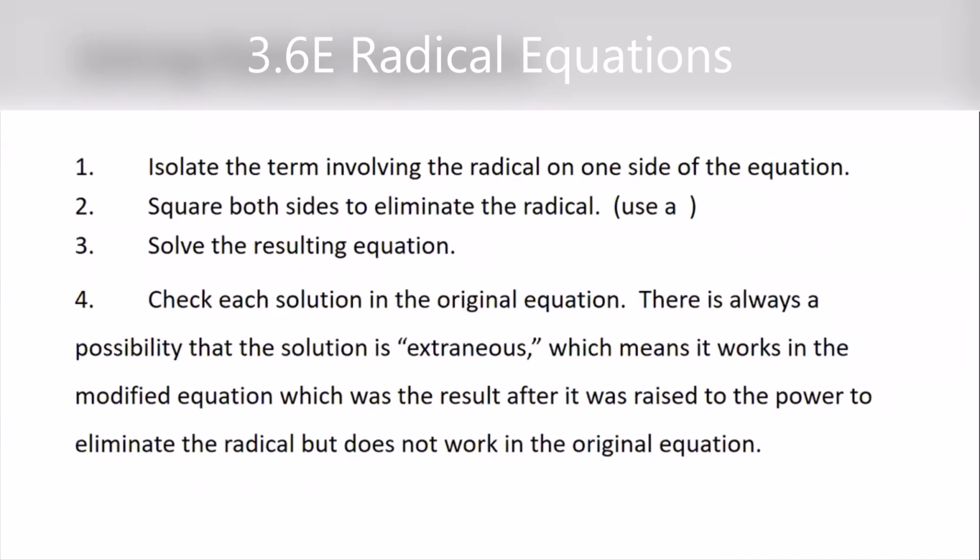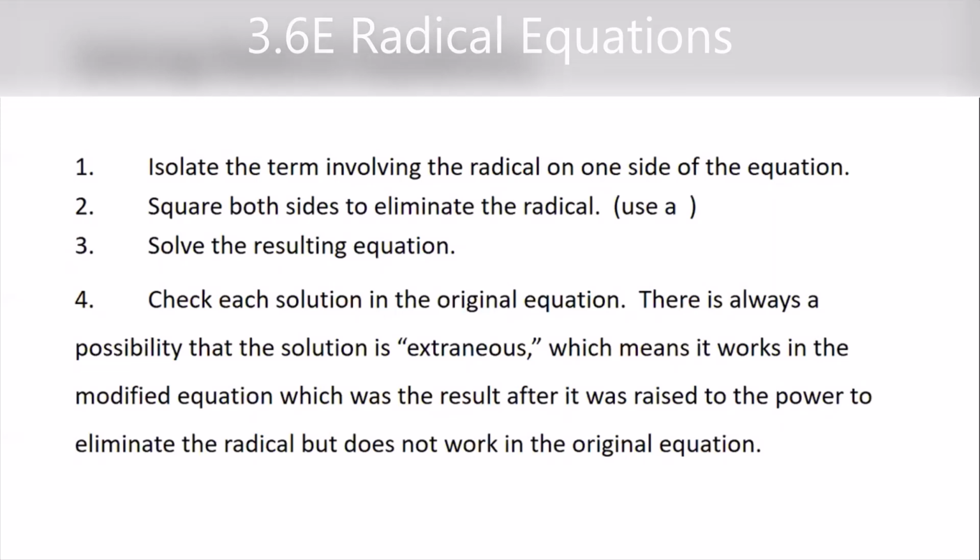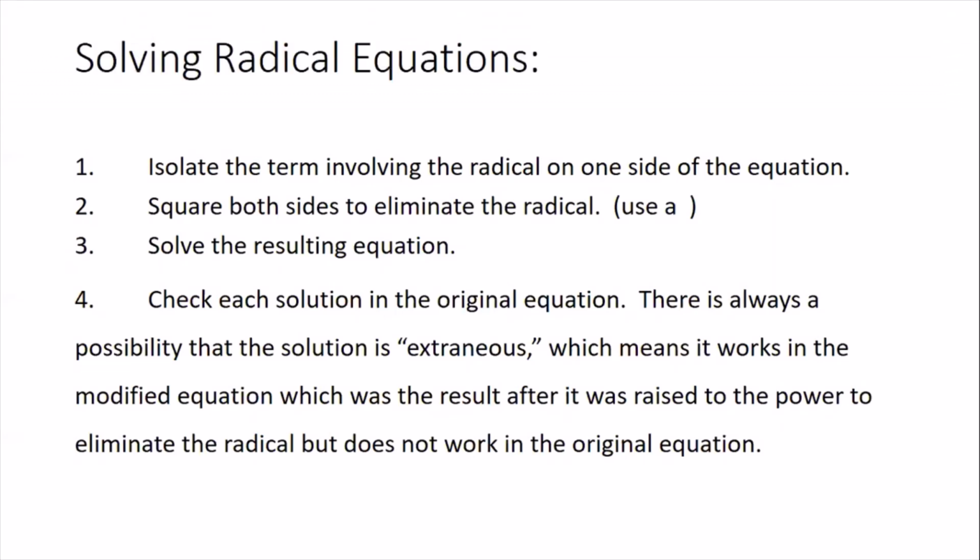Solving radical equations. When we're solving radical equations, we are first going to isolate the term involving the radical on one side of the equation. Then we're going to square both sides to eliminate the radical, and use a plus or minus symbol when necessary. Then we solve the resulting equation and check each solution in the original equation. That's the key thing.